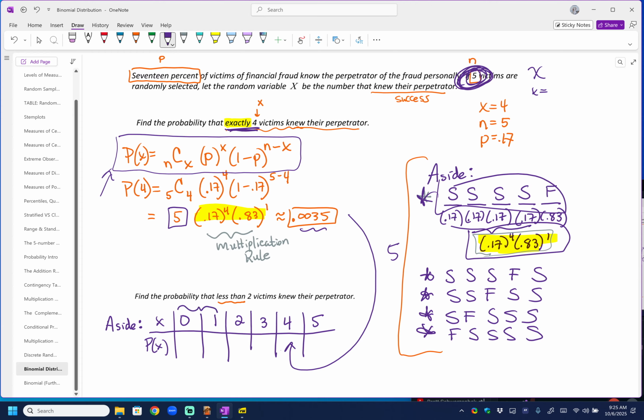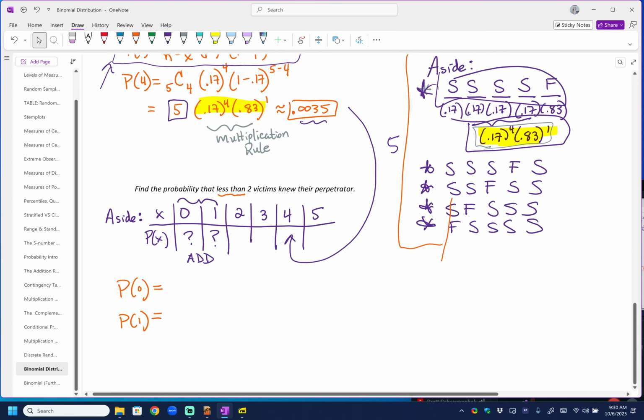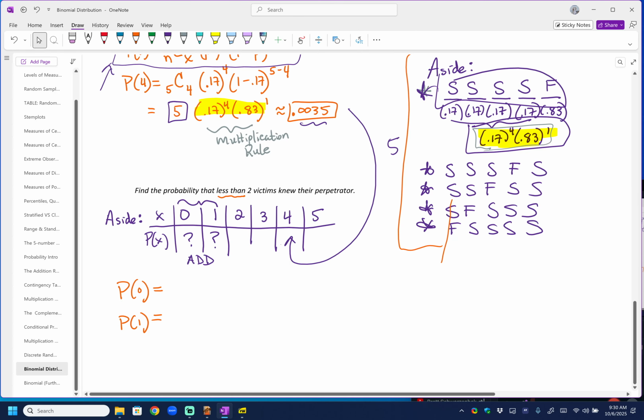So that means I need to find this and just add them together. How do I do that? Believe it or not, it's as easy as just using the formula twice. That's it. We need to find the probability that 0 people knew their perpetrator, and we need to find the probability that 1 did. And when we're done with each one of these, we simply have to add them together. Very straightforward. So, use of the formula twice, so to speak.